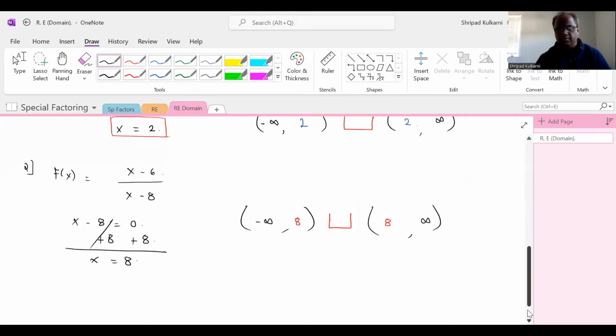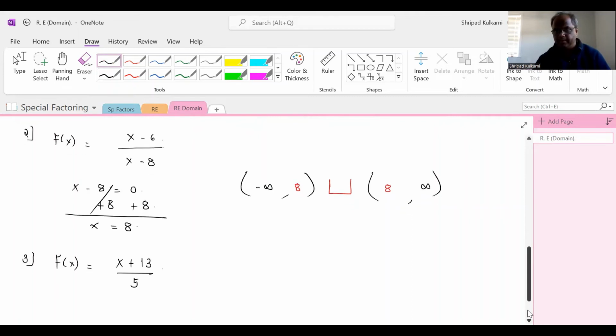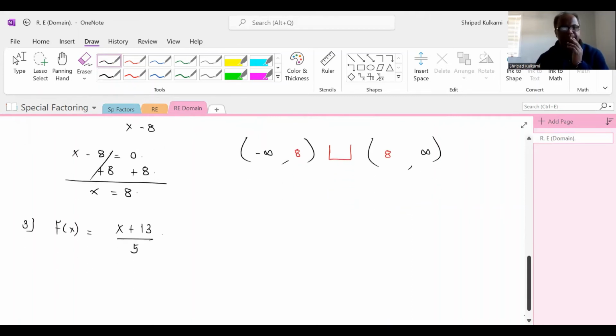Question number 3. f of x is x plus 13 over 5. In this case, if you get this kind of function in the exam, you are lucky, because there is no x sitting in the denominator. So practically, x has no constraints. The domain for x in this case would be simply negative infinity to positive infinity. So x has no issues here.